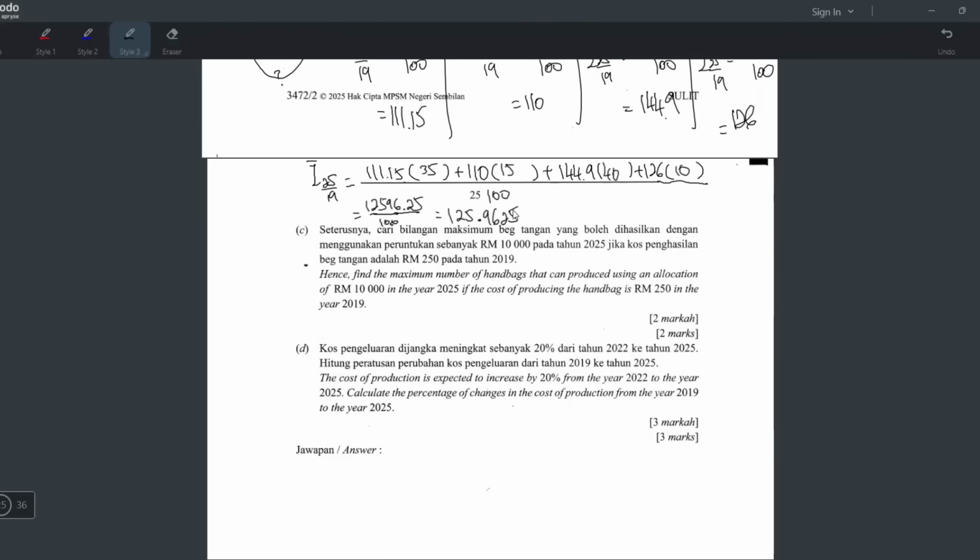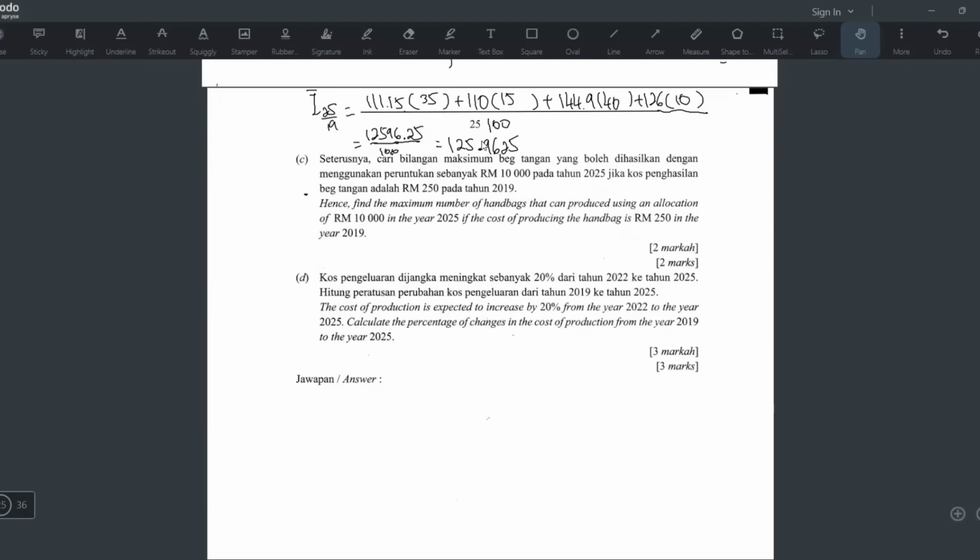Yeah, 125.9625. Okay, of course you can write two decimal places. Just write 125.96 can also. But I would write the whole thing because it doesn't have many decimal places. It stops right here. So it's better you just write the whole thing. If it has many decimal places, then maybe I'll just stop at two decimal places.